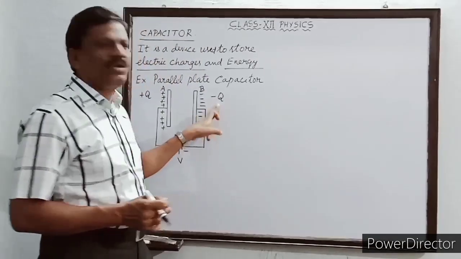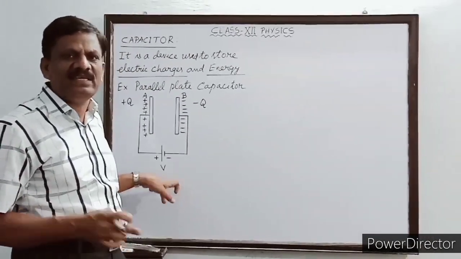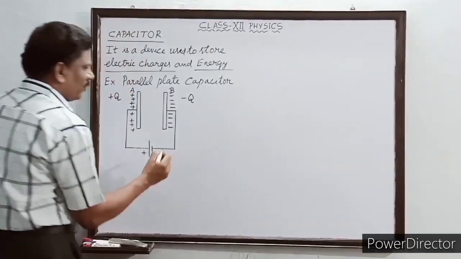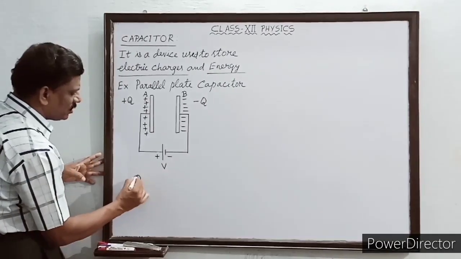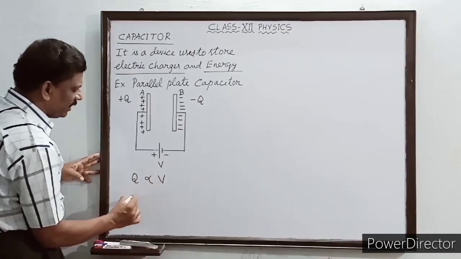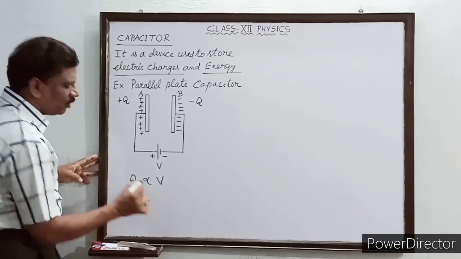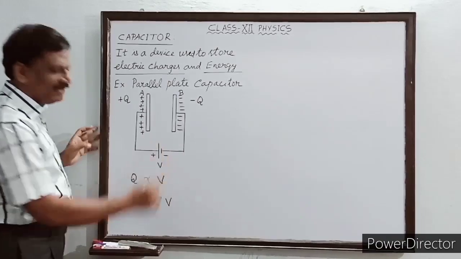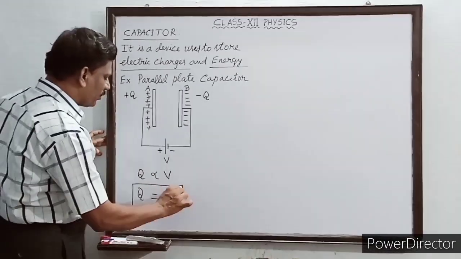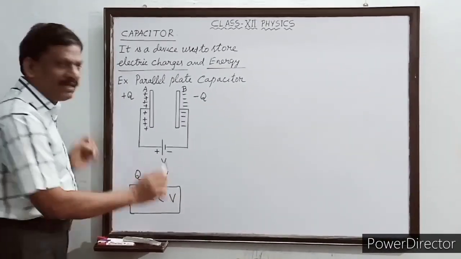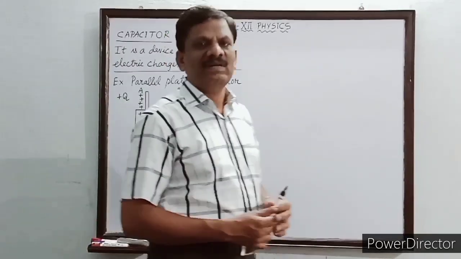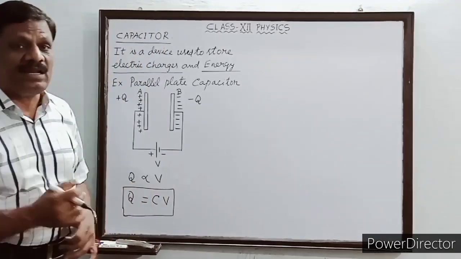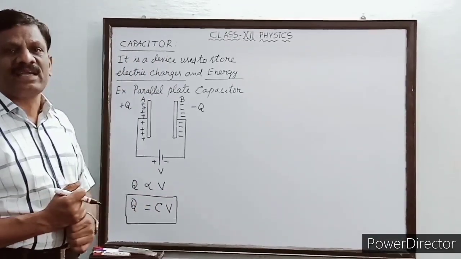So the charge stored Q depends on the potential difference. If V is less, Q also will be less. So Q is proportional to V, or Q is equal to a constant of proportionality denoted by C into V. Understand? Where this C, the constant of proportionality, is called the capacitance of the capacitor.